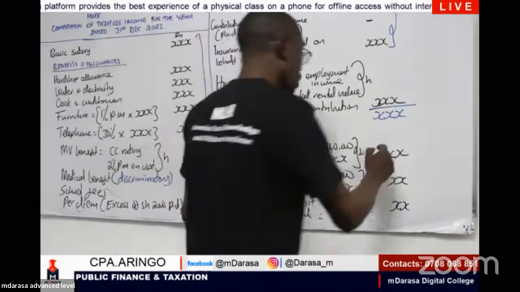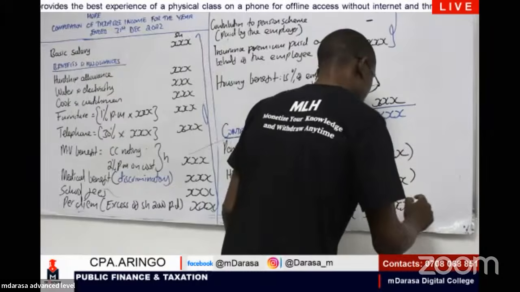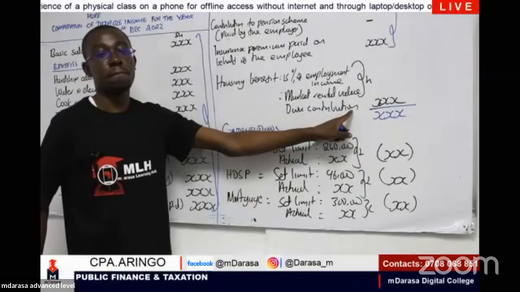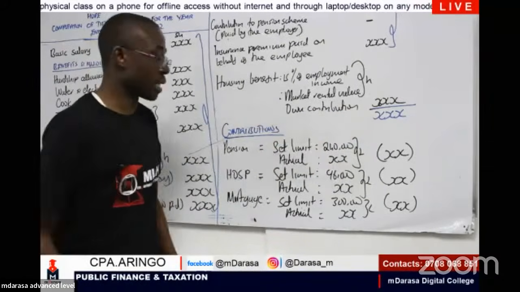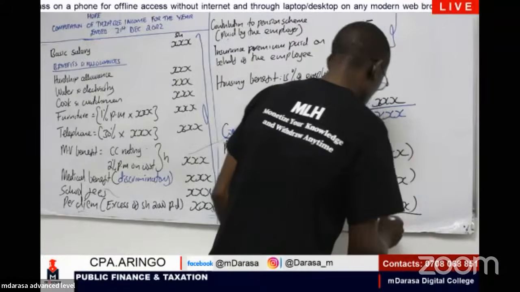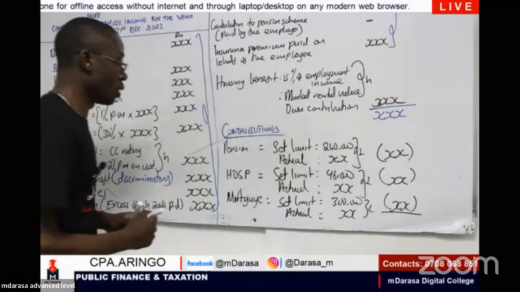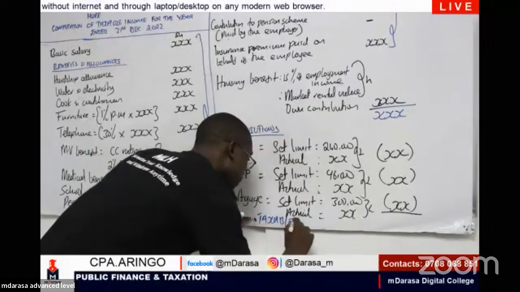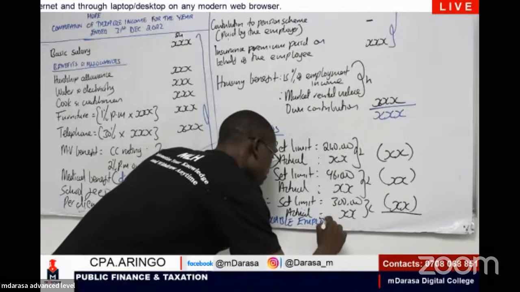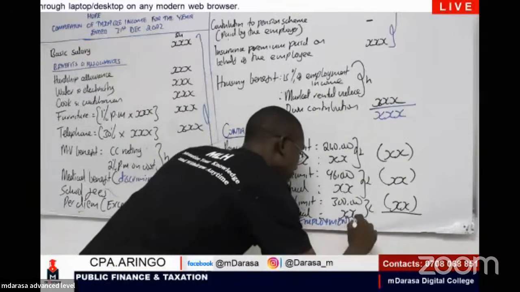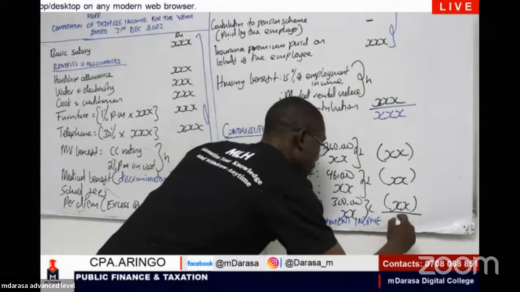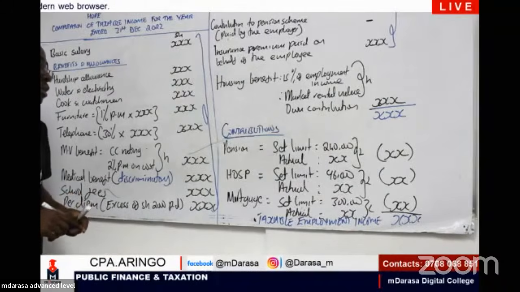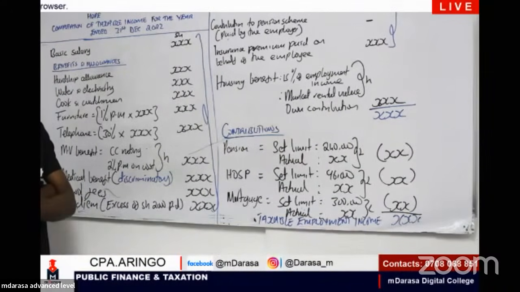So all this we are deducting from the value that we are having here. As at the end of the day, this will give us taxable employment income. Taxable employment income, I'd be having it at that point.